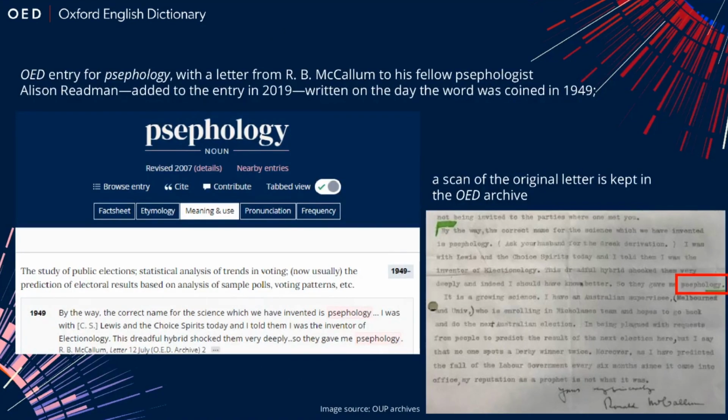So here we see the word psephology, meaning the study of elections. And we can see that it's used in an unpublished letter sent in 1949, which now appears as our first quotation for the word psephology. In fact, the letter appears to have been written more or less on the day that the word was coined by C.S. Lewis and his chums. So if you're looking at any kind of text that isn't well known or might not have been accessible to the OED editors at the time, you may find an antedating.